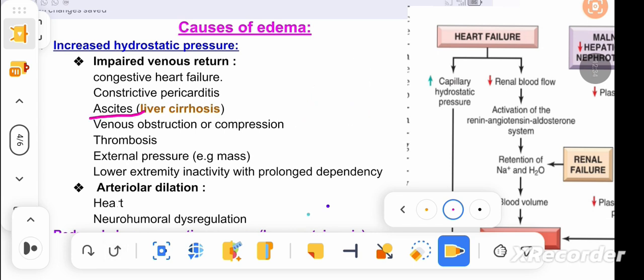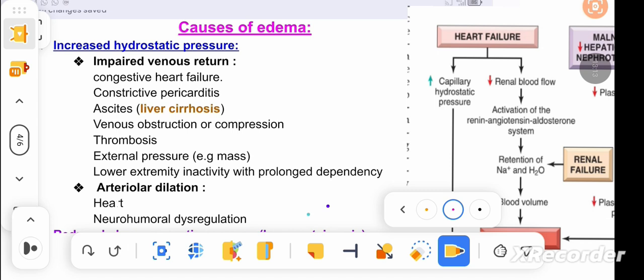Okay, so we have ascites, that is observed in cirrhosis. Then we have venous obstruction or compression. So the vein can be compressed by a tumor, or it can be obstructed by a clot or thrombus. And then an external pressure as well can lead to increased hydrostatic pressure. So if external pressure of a mass compresses on the veins, that can lead to impaired venous return. Then we also have lower extremity inactivity with prolonged dependence.